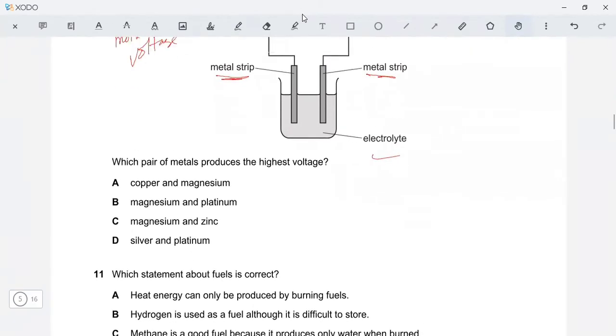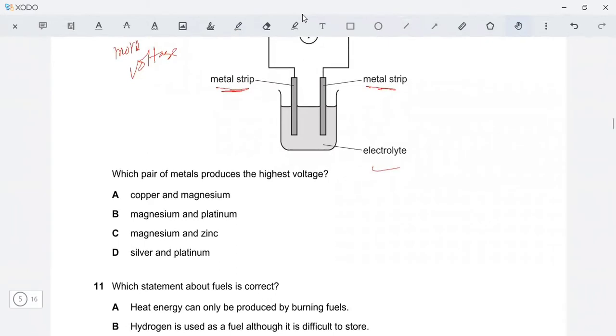Okay, so look at the metal strips here. We are supposed to take magnesium here, and platinum, which will give more voltage. So look at the appropriate option: silver, platinum, no; magnesium, zinc, no; magnesium, platinum, yes. Option A is wrong. Magnesium, platinum will give more voltage. Why? Because they are further apart. Okay, in the metal reactivity series, you can see it clearly mentioned.